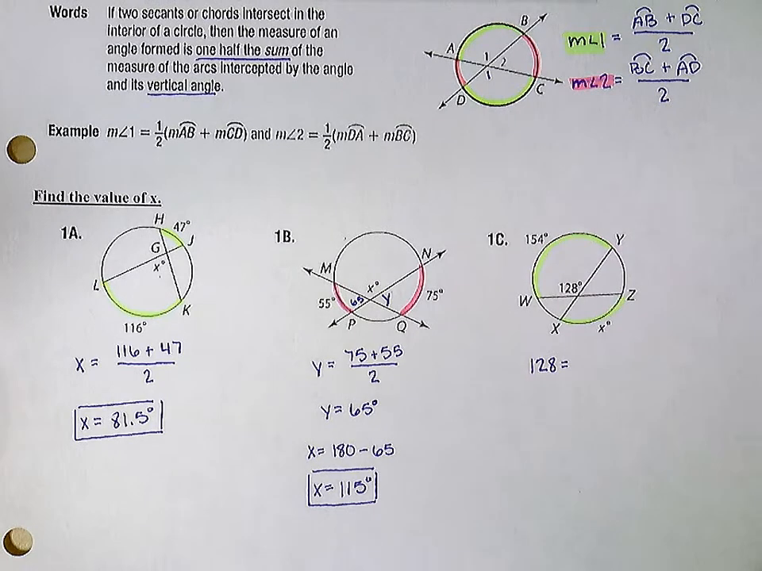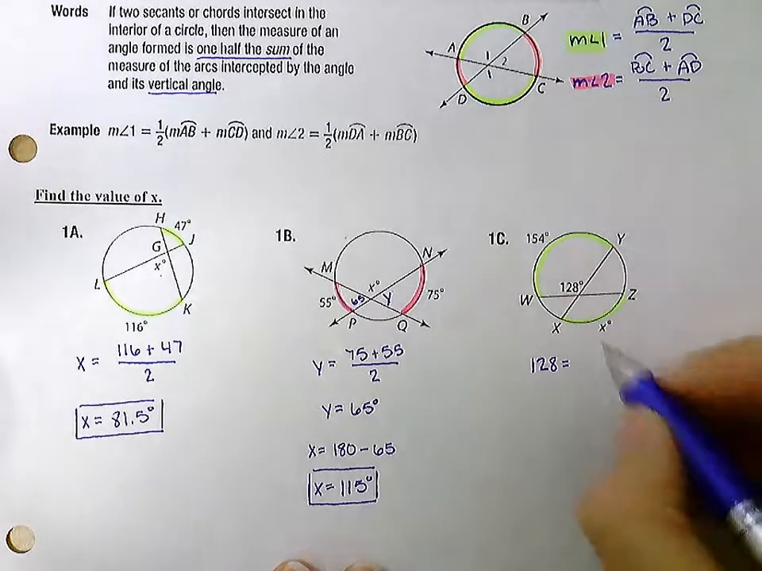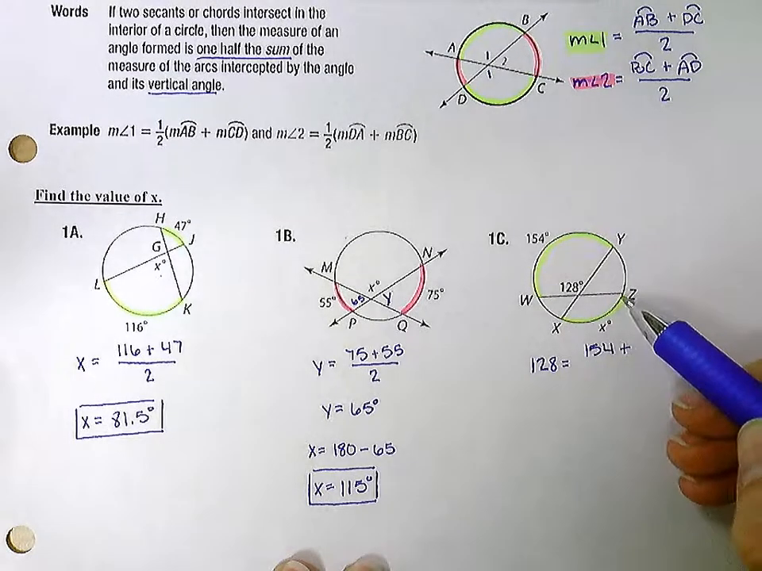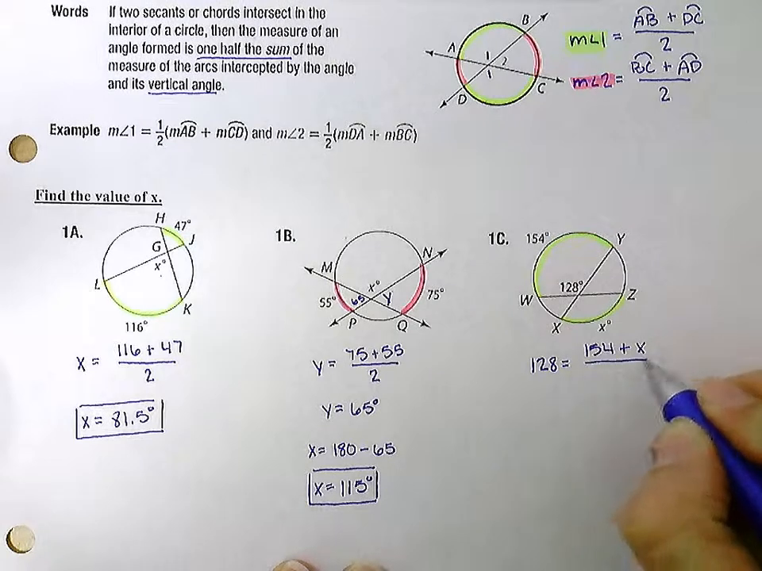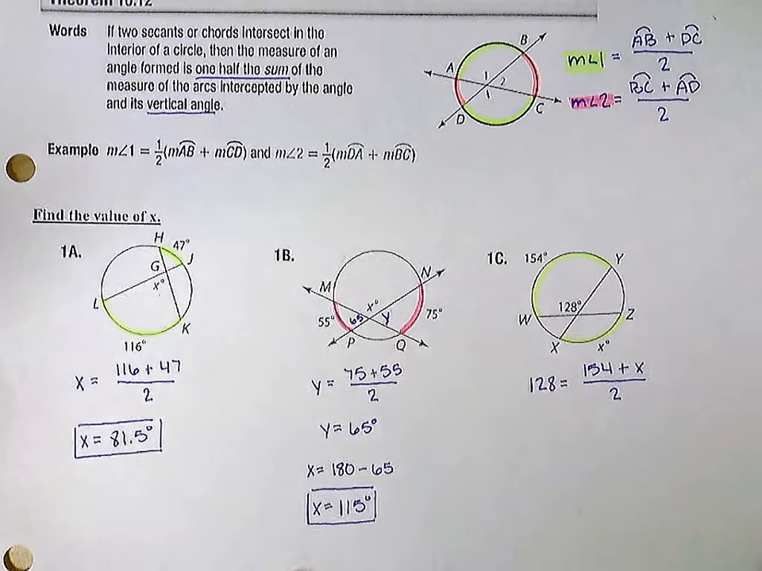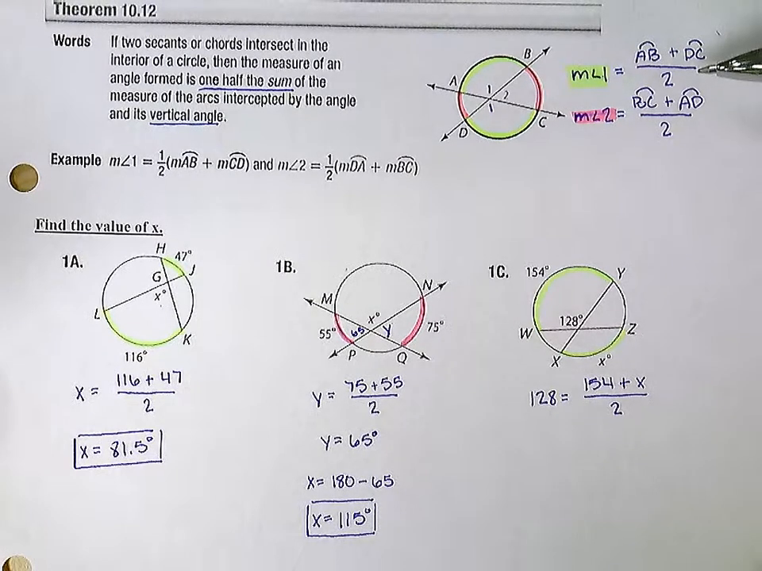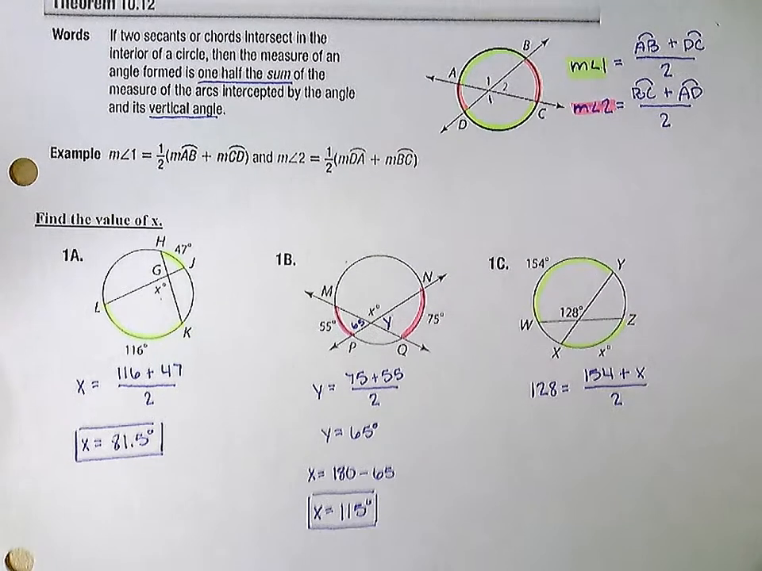So I'm going to set that angle measure equal to my first arc intercepted, which is 154, plus my second arc intercepted, which is X, and that's still divided by 2. So if you notice, I just plugged each thing into that formula from above. My angle, my arc, my other arc, and then divided by 2. Okay, from here I'm just going to solve for X.